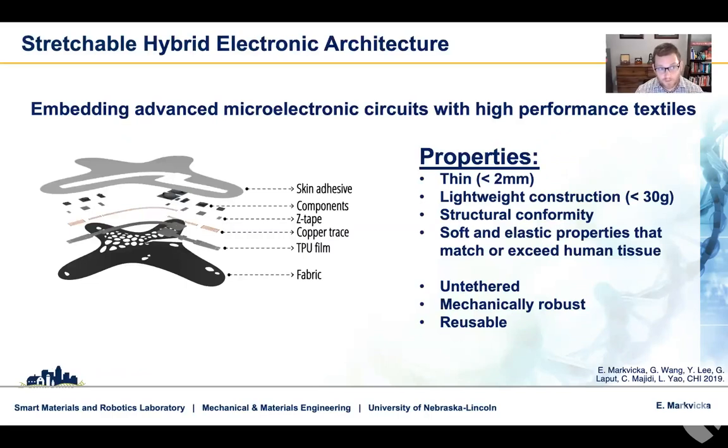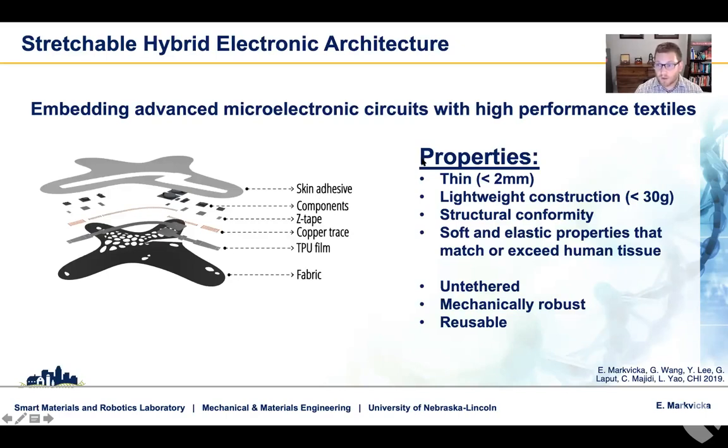Our work has been focused on creating new types of stretchable hybrid electronic architectures to enable the embedding of advanced microelectronic components with high performance textiles. These systems boast a lot of the similar properties as the previous slide, having thin, lightweight construction, structural conformability with the human body, but integrate the necessary components to provide untethered use.